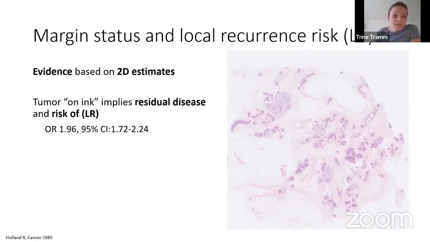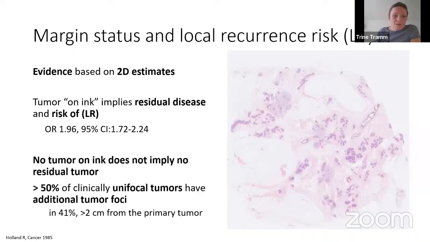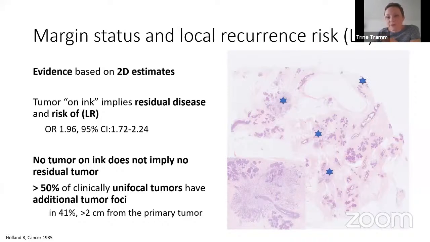So we know that tumor on ink implies that there may be residual disease, and we know it may lead to a higher risk of local recurrence. But what we also know is that no tumor on ink does not necessarily imply there is no residual tumor. Actually, in more than half of patients with clinically unifocal tumors, they have additional tumor foci in maybe 2 centimeters away from the primary tumor. And in this section, there are actually more than 4 small lobular carcinomas.